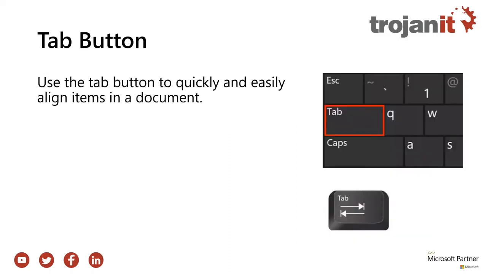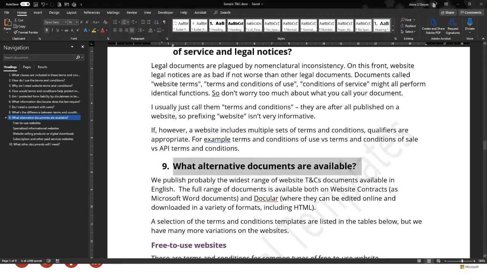Next thing we're looking at is the tab button. Now the tab button's on your keyboard. You'll always find it just above the caps lock button. So sometimes it'll have tab written on it, sometimes it'll just have the little arrows here on the button, but like I say, it's always above your caps lock. So you'll find it there on your keyboard. And what this button does, it allows you to align text in your Word document very easily.